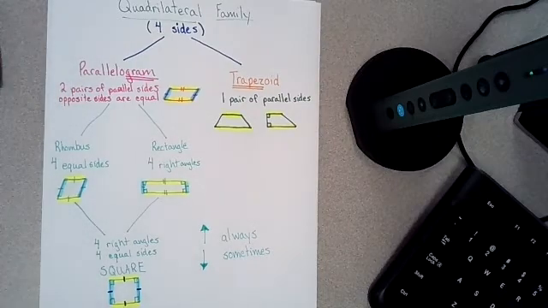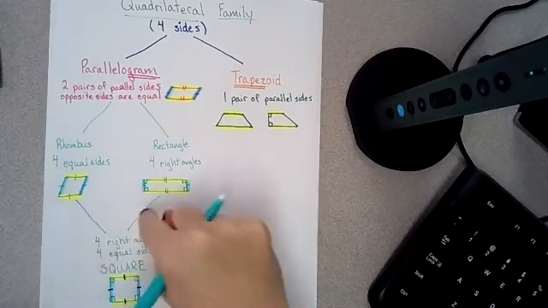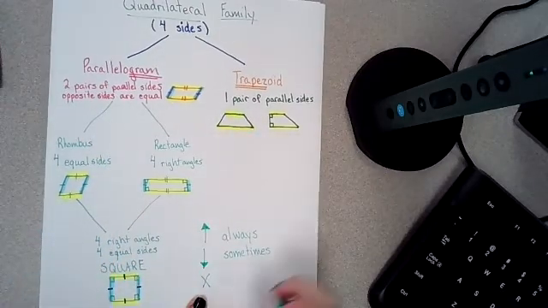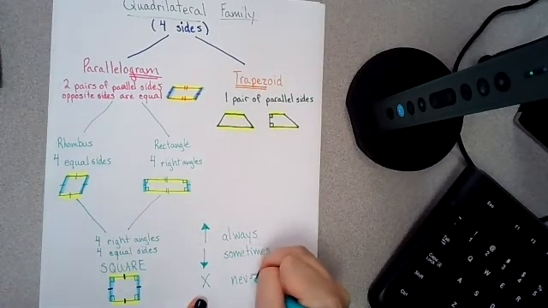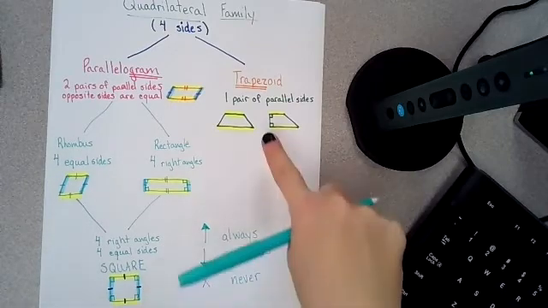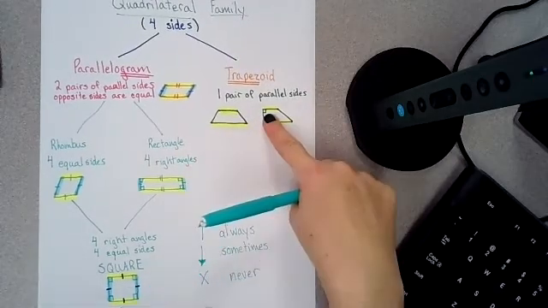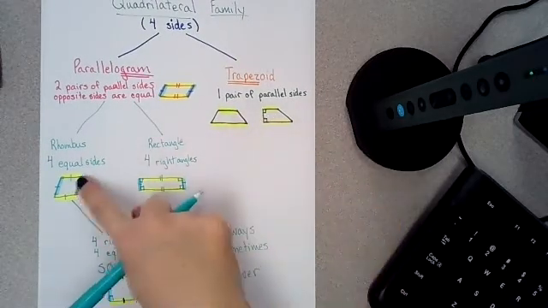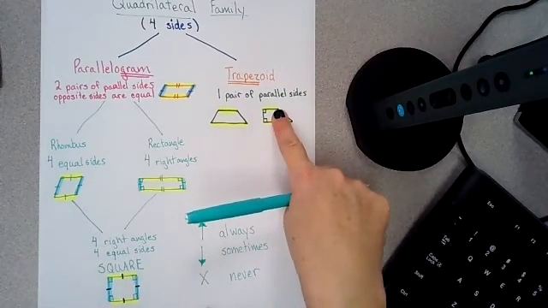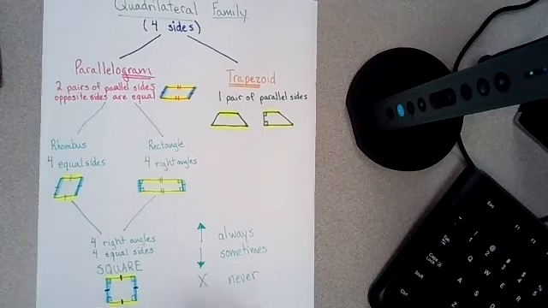And then the last thing that you need to know is that if they are not connected by a line, they are never that thing. So a square is not connected by a line to the trapezoid. A square is never a trapezoid. A rectangle is never a trapezoid. A rhombus is never a trapezoid, okay? If it is not connected by a line, it is never that thing, all right?